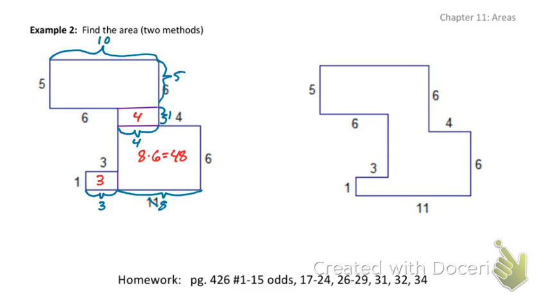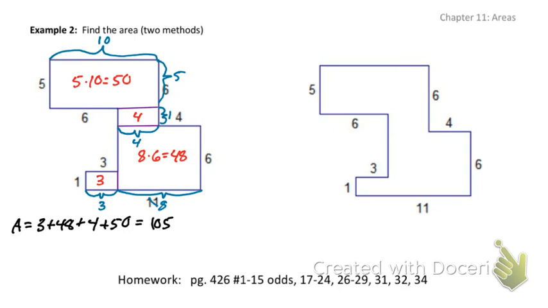That'd be 10 because the 6 plus this 4 would be 10. So we would have 5 times 10. Let's put that back in red. Which means we just have to add these together. So our total area is going to be 3 plus 48 plus 4 plus 50, which should be 105.